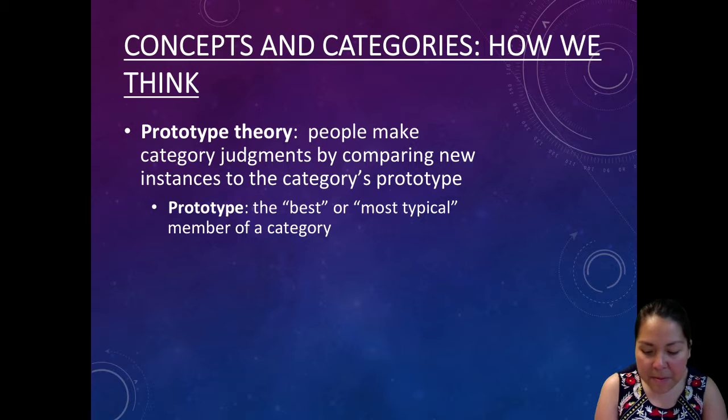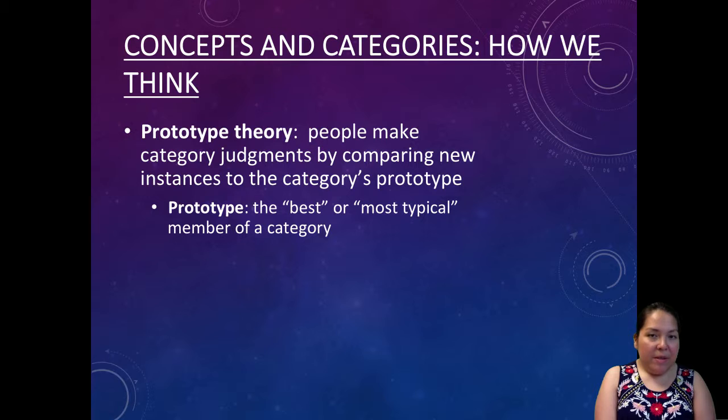So furthermore, the prototype theory explains that people make category judgments by comparing new instances to the category's prototype. So we're making simple comparisons between a new object and our prototype of what that object is. The prototype is the best or most typical member of a category. So a prototype of a bird may be a wren. If we are in Antarctica, we may have a different prototype, like a penguin.